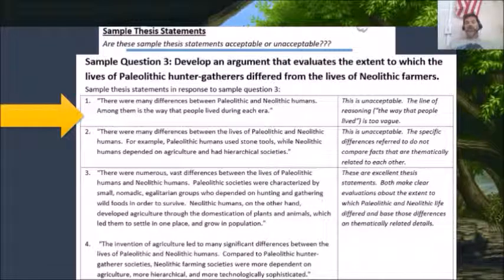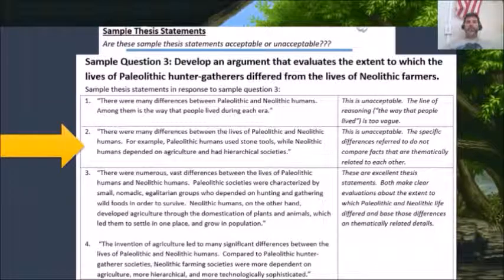This is unacceptable. The line of reasoning is too vague. The way that people lived during each era could mean so many different things, and you really need to be more specific about what particular aspects of the way that people lived were different if you're going to go down this path. So this is not acceptable.